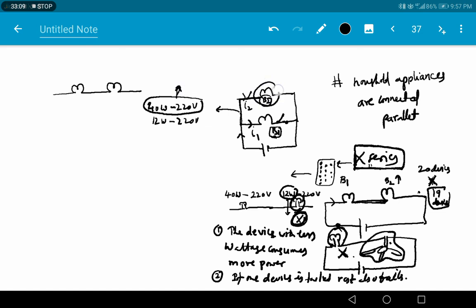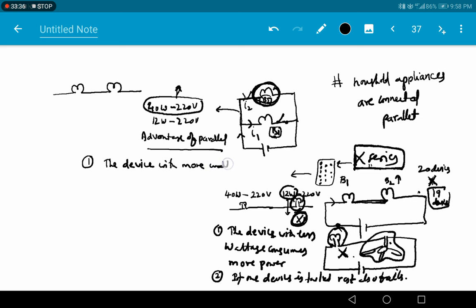More power, we are getting more brightness. So these are the advantages of parallel combination of devices in household wiring. What is the first one? The device with more wattage or less resistance. More wattage is nothing but less resistance only. Less resistance consumes more power.